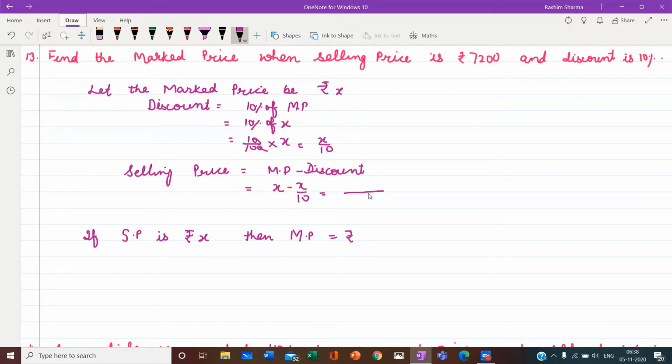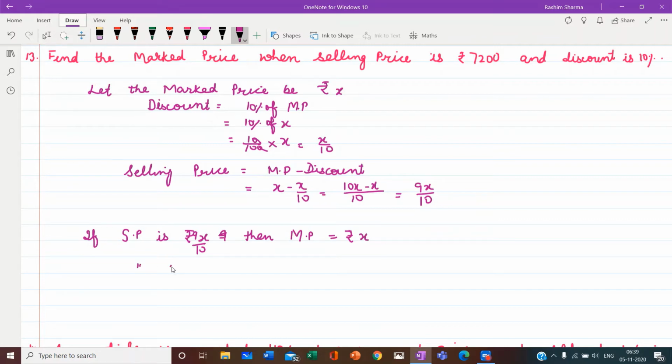Now we have to take 10 as LCM. So 10X minus X. So here we get 9x upon 10 as selling price. Now when the selling price is this 9x upon 10, at that time mark price we have taken as x. So we have to calculate when the selling price is 7,200. So we will make a statement here when the selling price is rupees 9x upon 10, then mark price is rupees X.